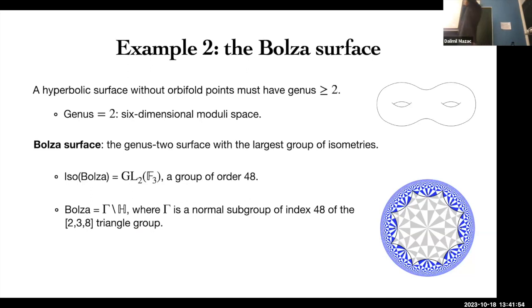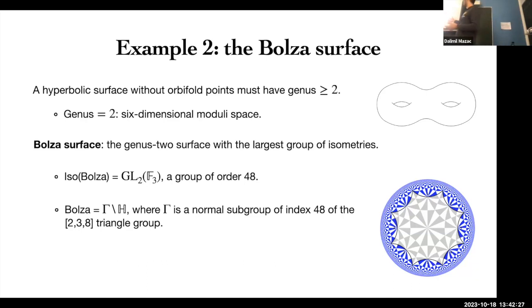These have to necessarily start at least at genus 2. There are no smooth hyperbolic surfaces for smaller genus. At genus 2, there is a 3 complex dimensional, 6 real dimensional moduli space. And there are some very interesting points in this moduli space of hyperbolic metrics. The most symmetric point is the Bolza surface. It has a larger group of isometries, a finite group, GL2 of 2x2 matrices over the field of 3 elements, a group of order 48.